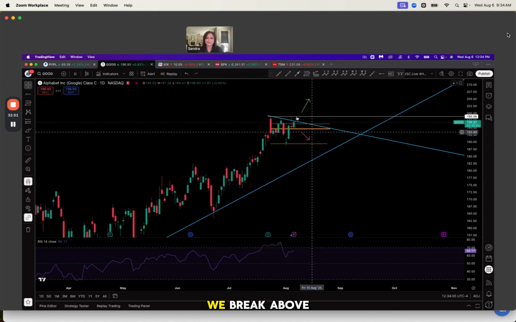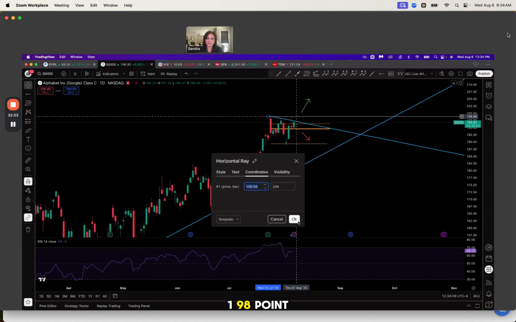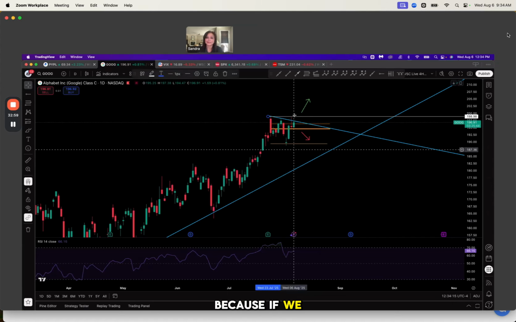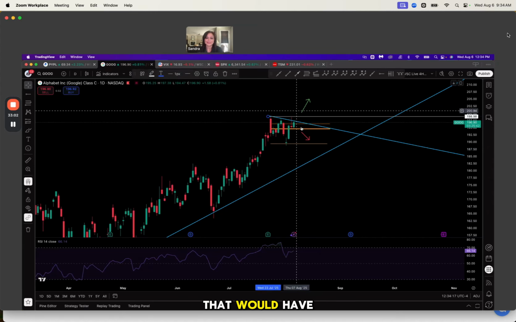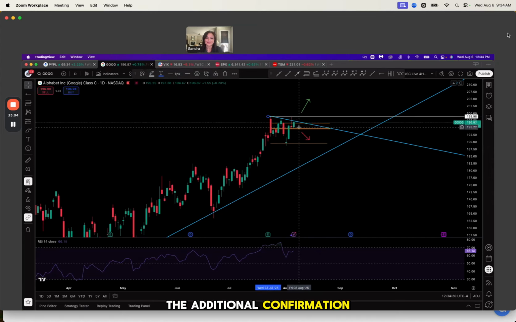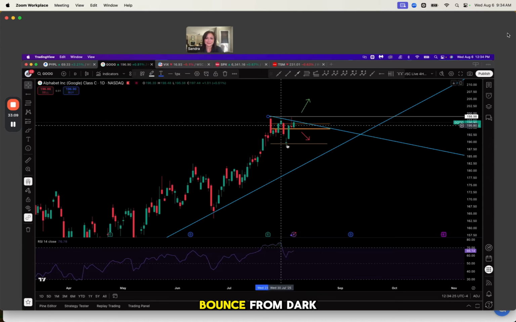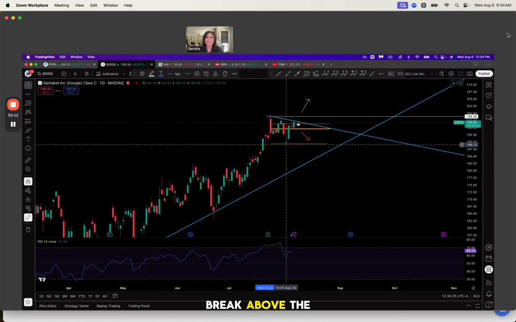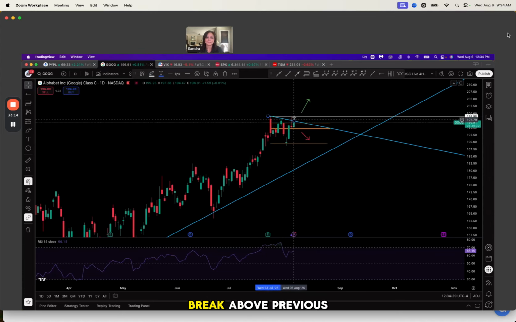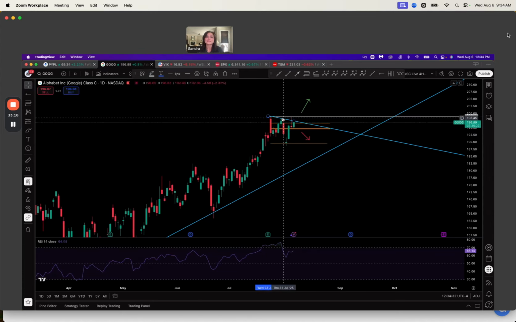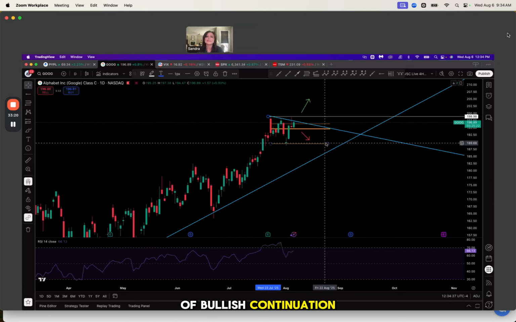So if we break above 198.98, that would be a great trade, which we could automate right now. Because if we break above that level, that would have the backing, the additional confirmation by the dark pool. So we are going to know that we were able to bounce from dark pool, break above the resistance block, and break above previous highs. So that has a lot of bullish continuation signals, and I would probably continue higher.